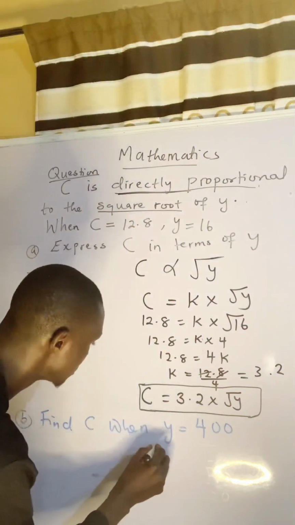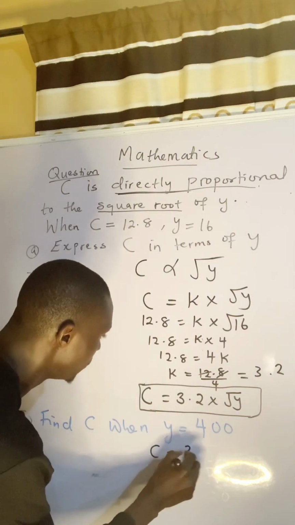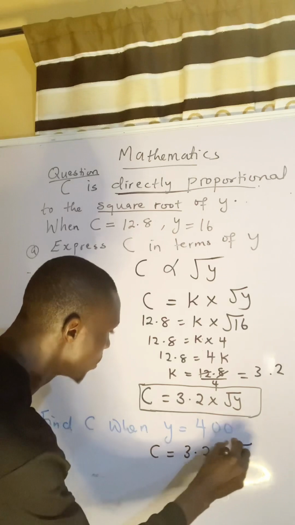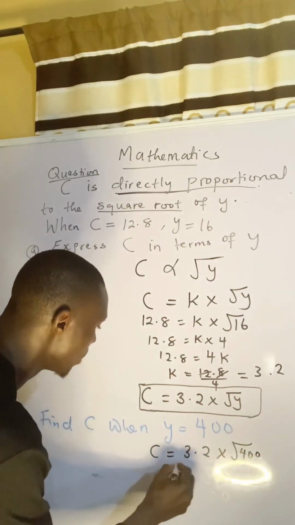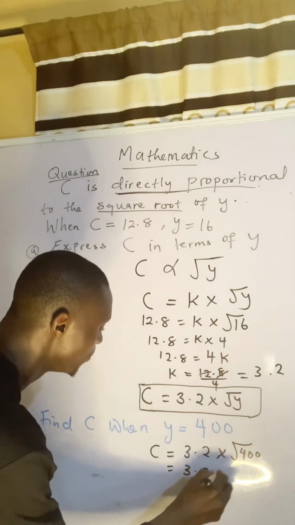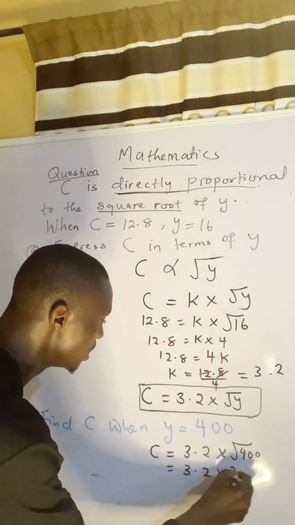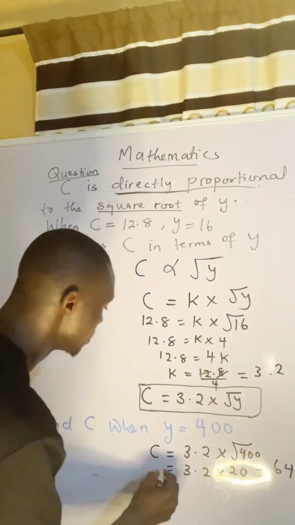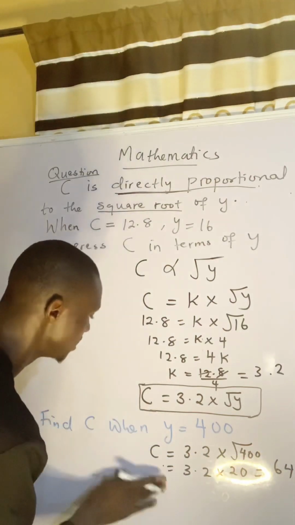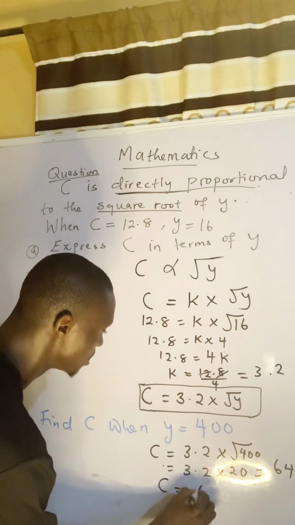So therefore c equals 3.2 times the square root of y. Y is 400, so you substitute here again. So we have 3.2 times the square root of 400, which is 20. When you multiply this, we are going to have 64. So hence we have c equals 64.